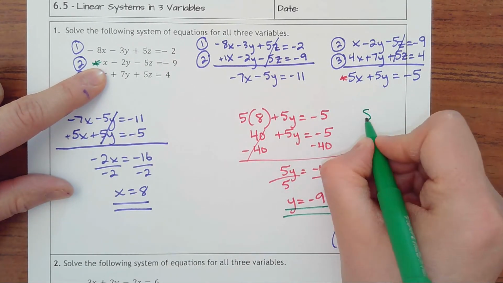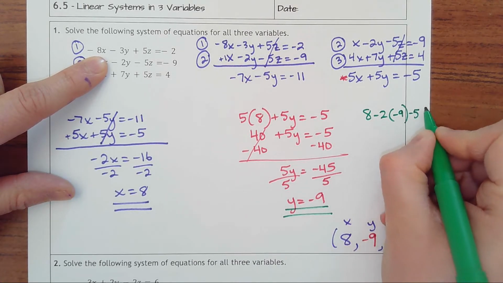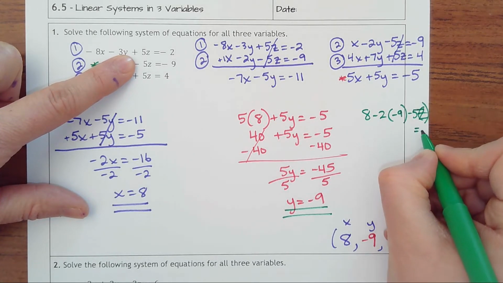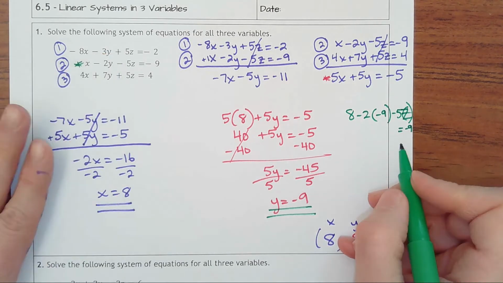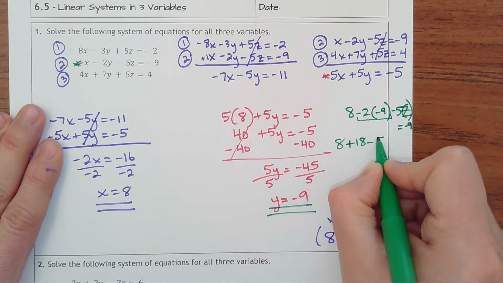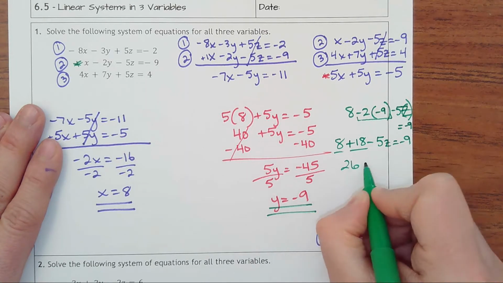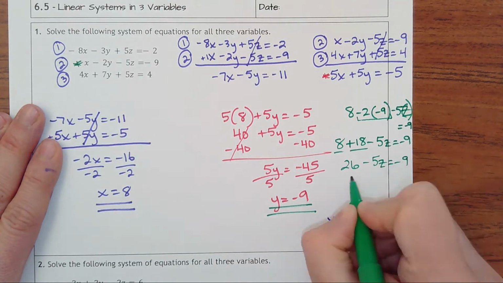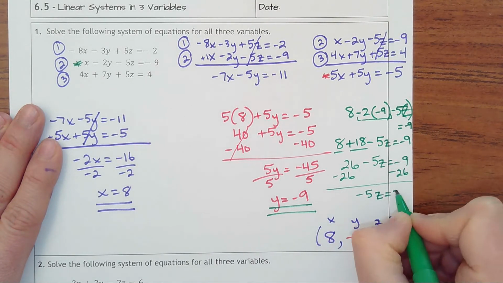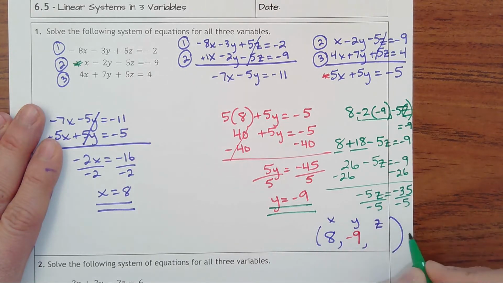So that's 8 minus 2 times negative 9 minus 5z equals negative 9. So I've got 8, negative 2 times negative 9 is positive 18, minus 5z equals negative 9. Combine 8 plus 18, 26 minus 5z equals negative 9. Subtract 26. Negative 5z equals negative 35, divided by negative 5. z equals 7.